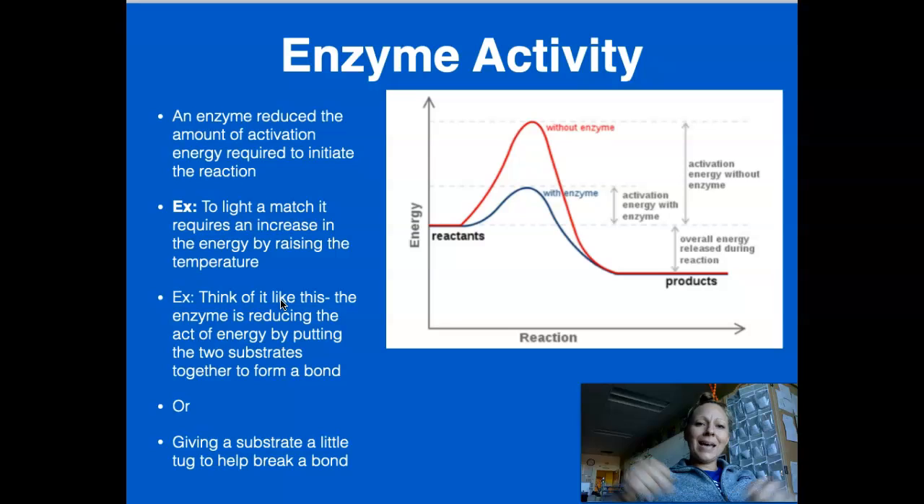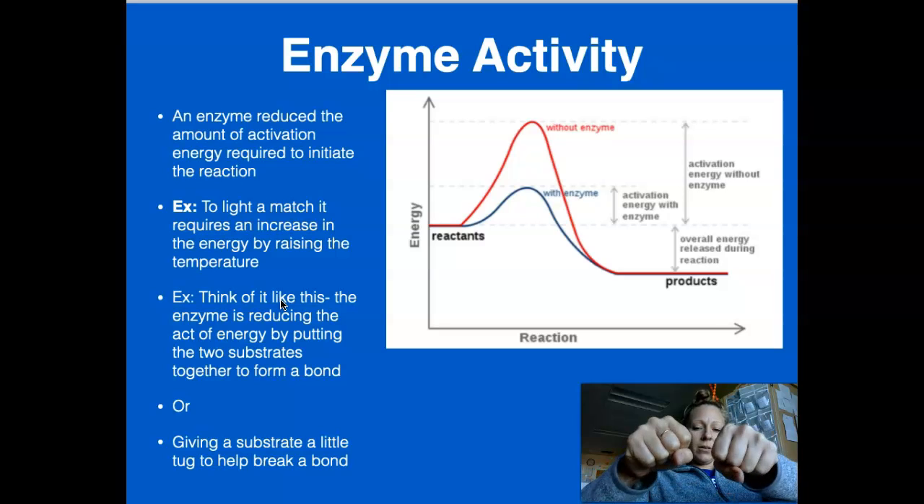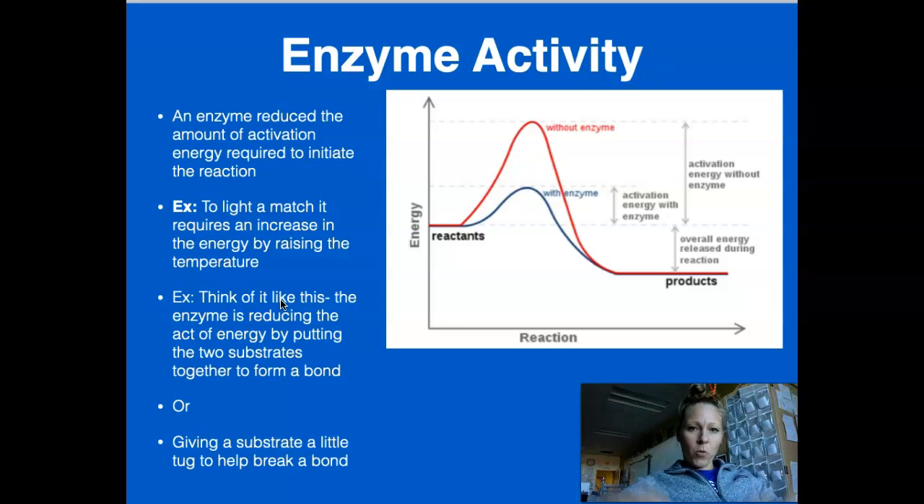So it takes less energy of these molecules bumping around. What it does is it just takes them and puts them next to each other so that a bond can form more quickly. And if a substrate is going to be broken down by an enzyme, thinking like H2O2, or hydrogen peroxide, which will eventually degrade or break down on its own, an enzyme will just sort of take that molecule and give it a little tug so that it'll break more quickly.